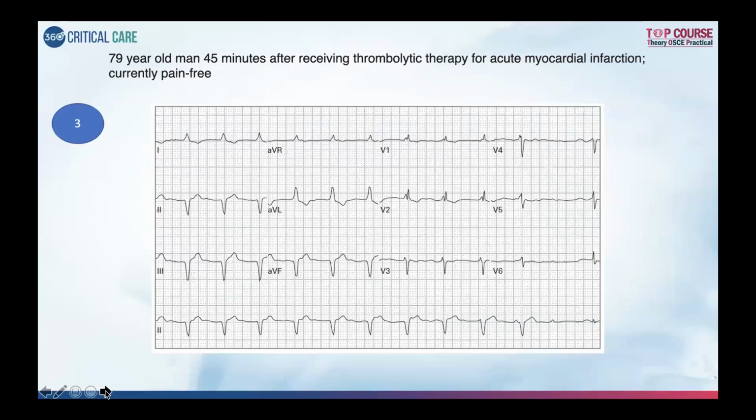A 79-year-old male, 45 minutes after receiving thrombolytic therapy for acute MI. So currently he is pain-free. You take an ECG and you find this. So what is the diagnosis?